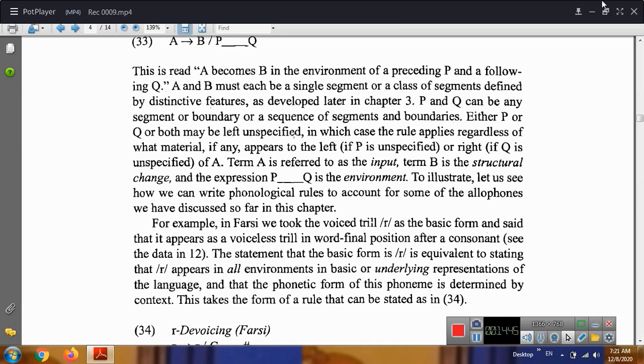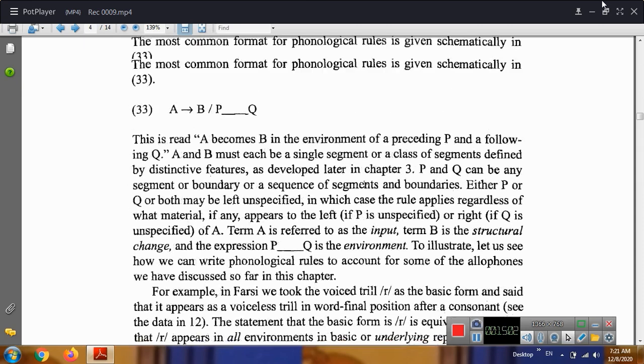Either P or Q or both may be left unspecified, in which case the rule applies regardless of what materials, if any, appear to the left. If P is unspecified, right, if Q is unspecified of A. Term A is referred to as the input here. We consider it as input. Term B is the structural change. And the expression P and Q is the environment.